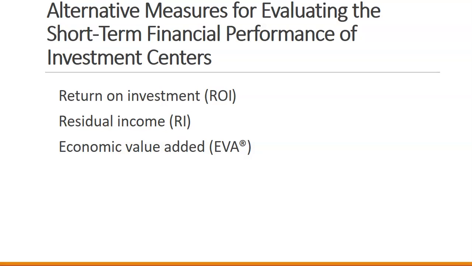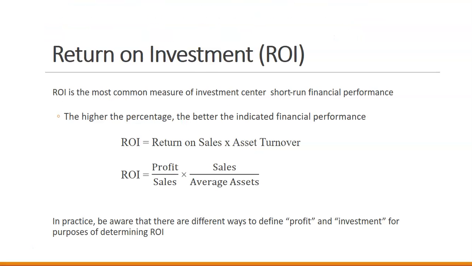Main ways that we look at evaluating performance, the short-term financial performance, are return on investment, residual income, and economic value added. So first we look at return on investment. This is the most common measure that we use for investment centers. The higher this amount, the better financial performance. This is calculated as the return on sales times the asset turnover. That's also called the DuPont method of calculation. So profit divided by sales times sales divided by our average assets.